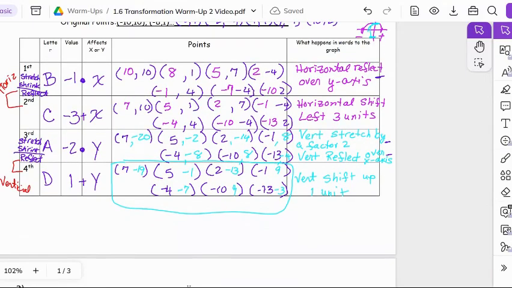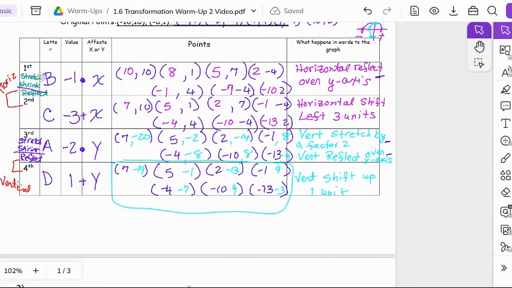And so a couple of things you need to remember is that the B has two operations that could happen. The A has two operations that could happen because it's multiplication.